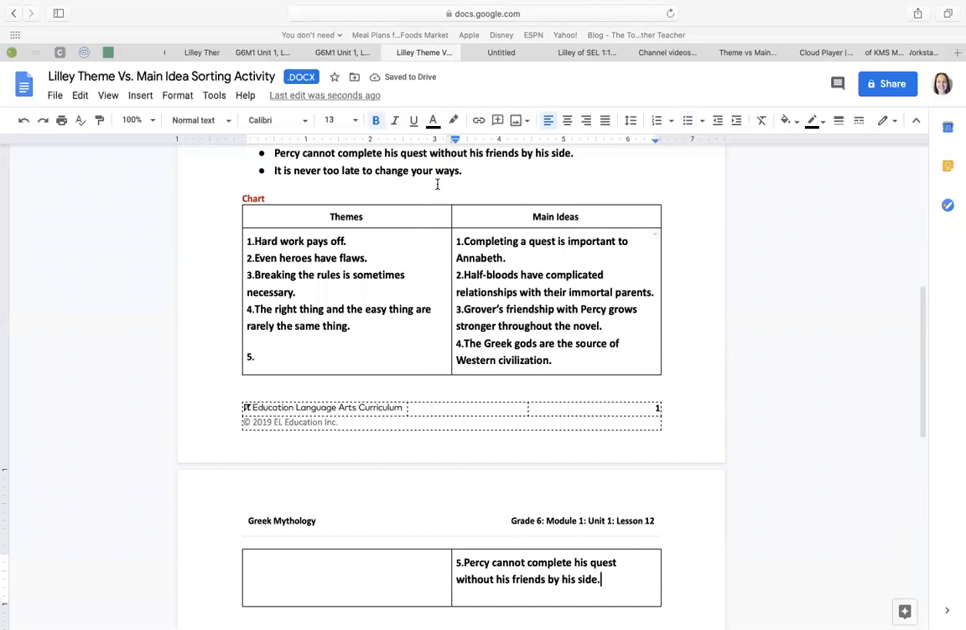Our last one is, it's never too late to change your ways. This is a universal theme that can be applied to many different stories. So we're going to put that into themes.